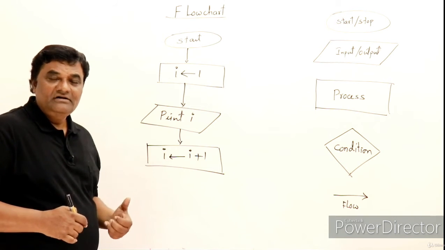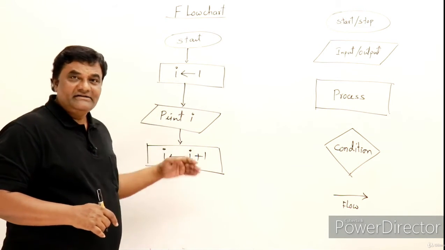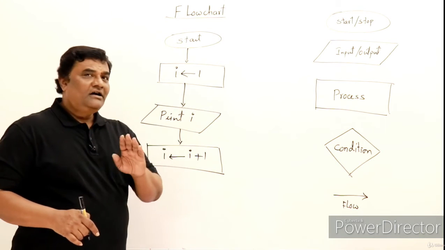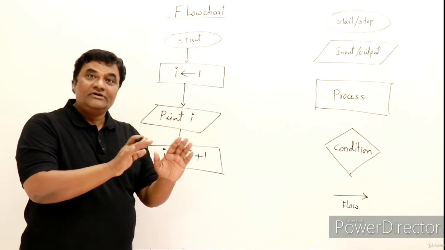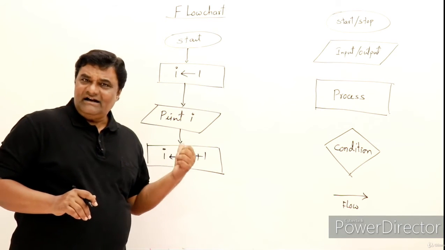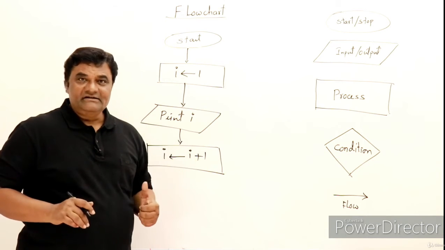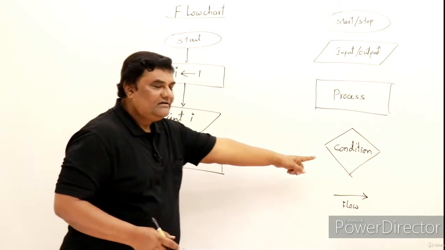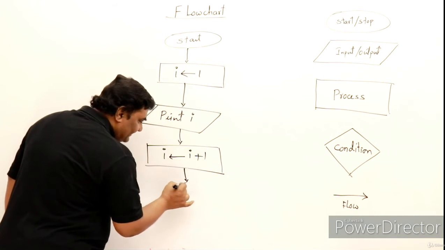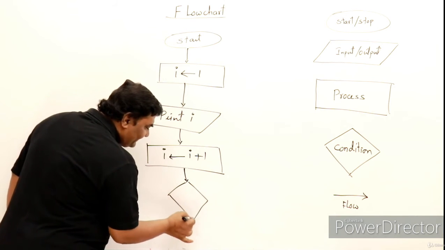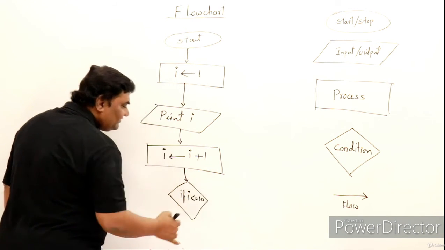Next I have to print again. So again print and again increase, again print and again increase. How long? As long as I is less than or equal to 10. So is I equal to 10 now, or is it less than? Yes, it is less than. So how to check? Checking needs a condition box. So here again we need a condition box. Inside this condition what will we check? If I is less than or equal to 10.